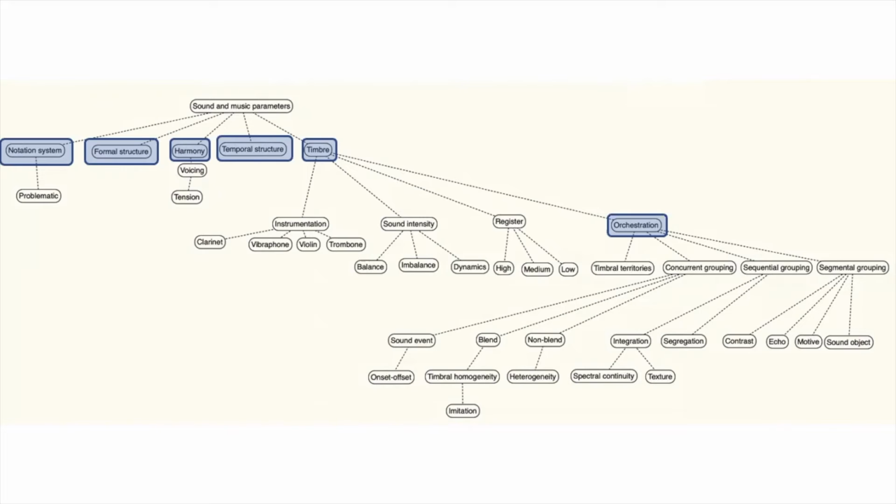According to this taxonomy, there are three types of perceptual grouping. Concurrent grouping is referring to the perceptual fusion and formation of sound events. Sequential grouping is referring to the connection of sound events in continuous streams. And segmentation grouping is referring to the grouping of pieces of sound events in perceptual units.